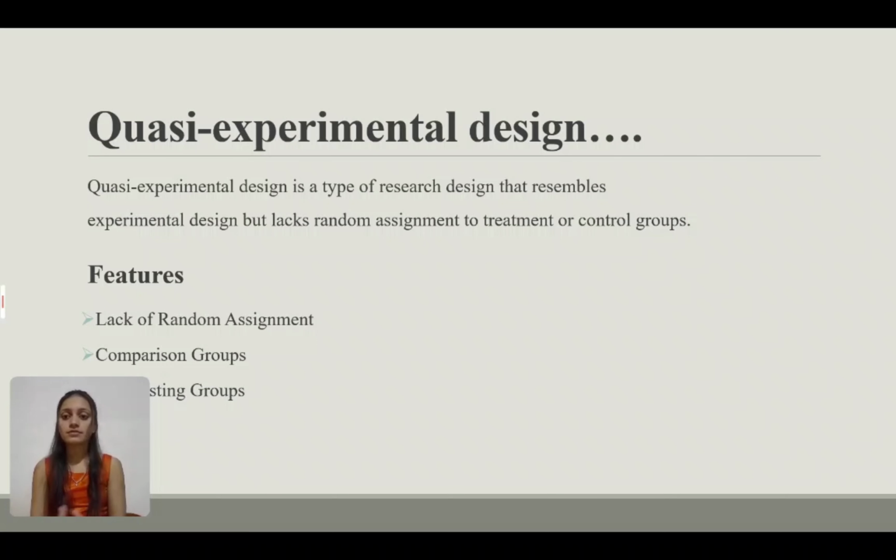Then the third one is pre-existing groups. Often, quasi-experimental design uses already existing groups such as classes or communities, which can be practical for studying certain phenomena like that. And this allows the practical features of quasi-experiments.